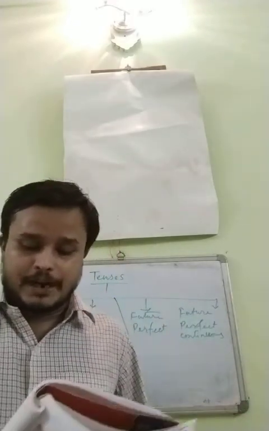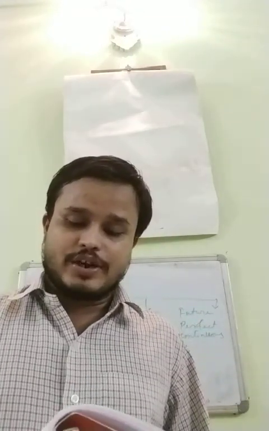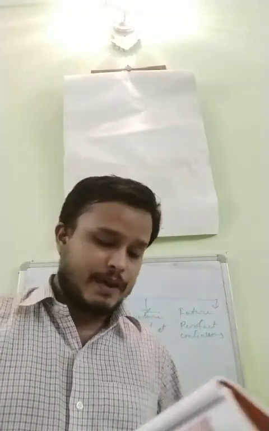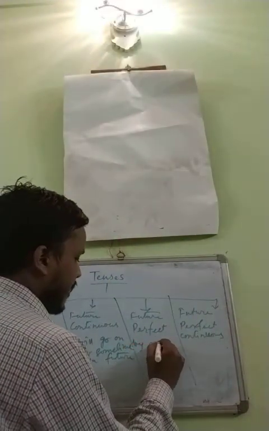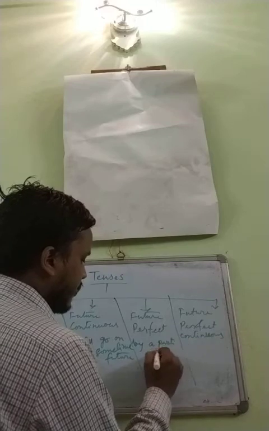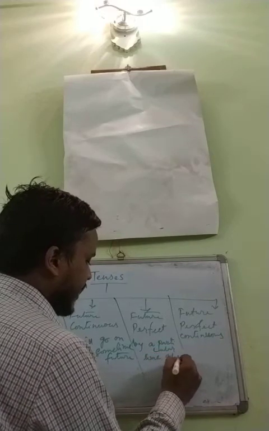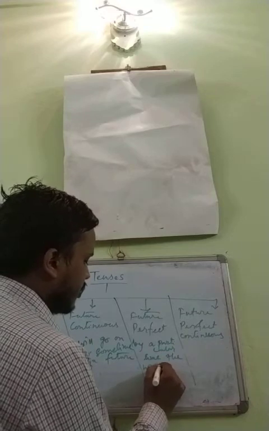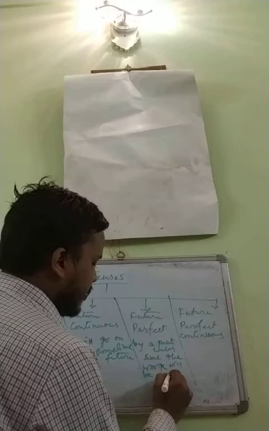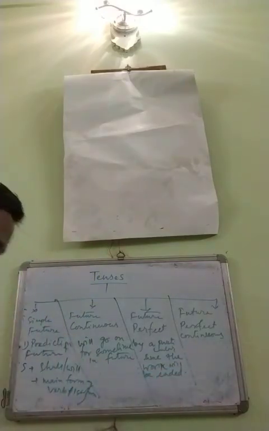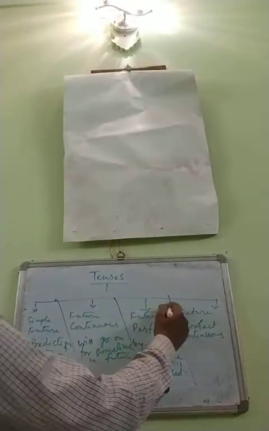Now future perfect and future perfect continuous tense. Future perfect tense is used to describe an action that will have ended by a particular time. By a specific time, or by a particular time, the work will be ended. The work will be ended by a particular time. Okay. Next one, then we will be using future perfect.